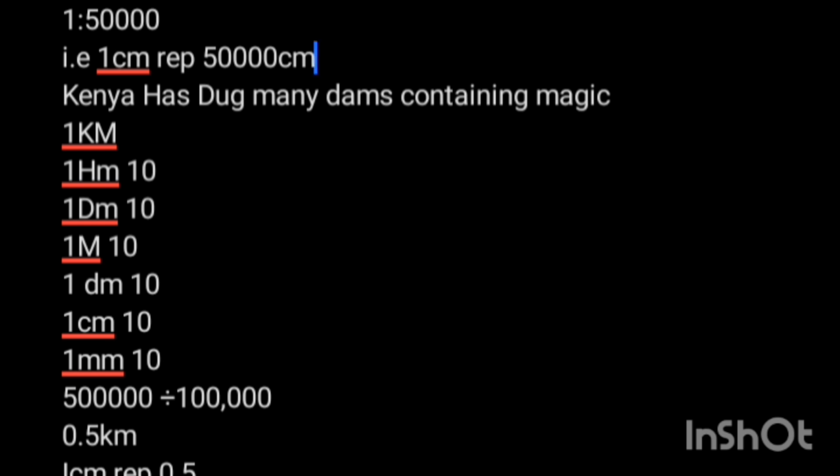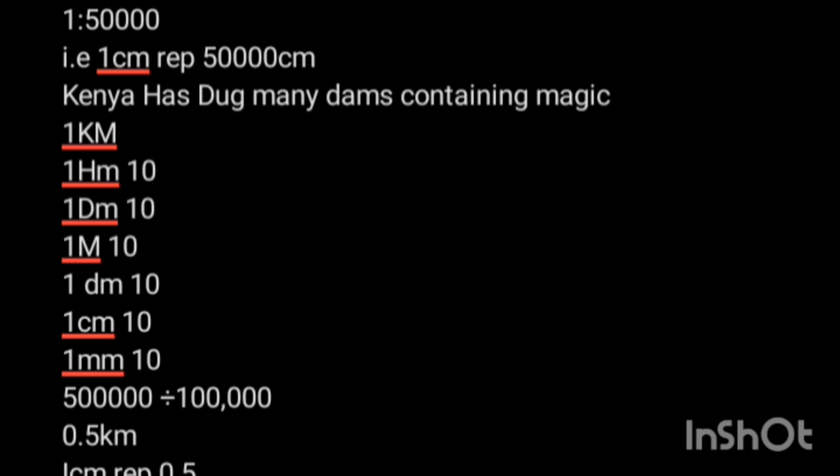So we use "Kenya has DAG, many dams containing magic" as our mnemonic, where Kenya will stand for kilometer, has for hectometer, DAG for decameter, many for meters, dams for decimeters, containing for centimeters, and magic for millimeters.